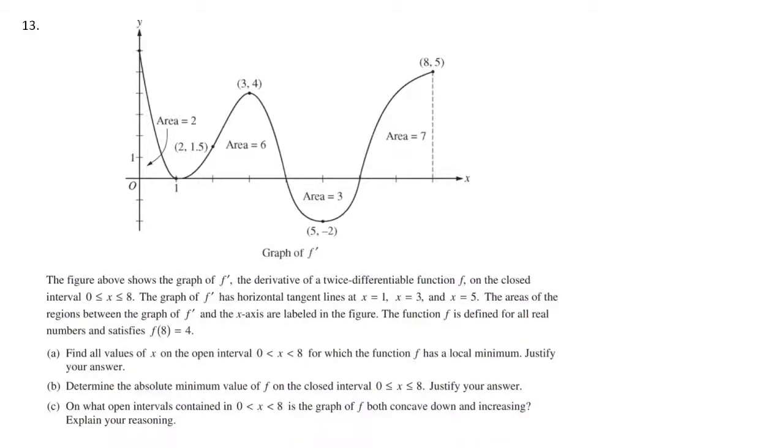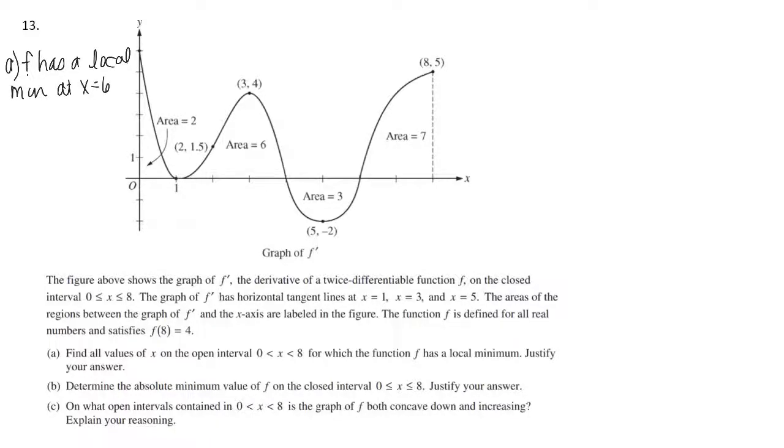All right, for part A, you're asked to find all the values of x on the open interval from 0 to 8 for which the function has a local minimum. So with a local minimum, that means we are looking for, and we have the graph of f prime. I'm just going to move this up to the top because I'm about out of room. So for A, we know that f has a local or relative min at x equals 6.